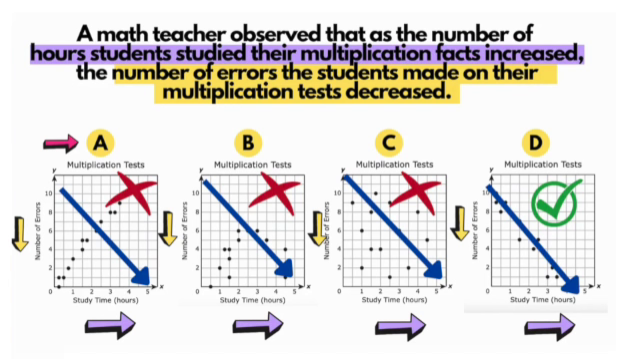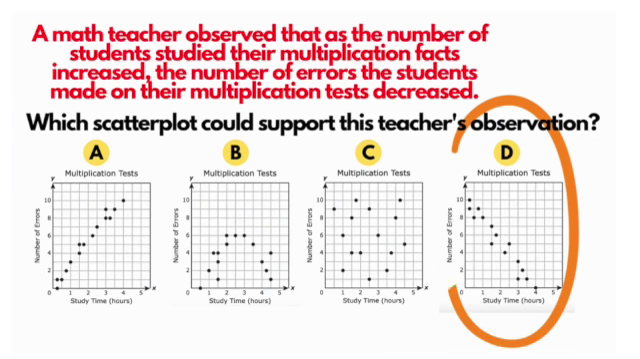And you can see how that linear relationship follows the dots in the scatter plot. So looking at this, which scatter plot could support the teacher's observations? D.